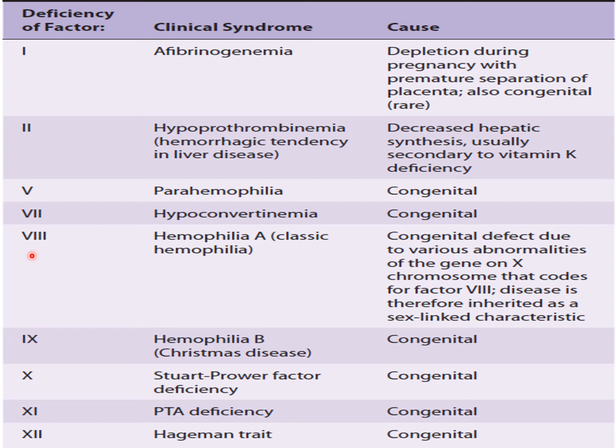Factor 8 deficiency causes hemophilia A. Another word for this is classic hemophilia. It is a congenital defect due to various abnormalities of the gene on X chromosome that codes for factor 8. So it is an inherited disease and it is sex-linked recessive disorder. बाकी जो कुछ भी है इसके बारे में वो आगे हम स्लाइड्स में पढ़ेंगे. Factor 9 deficiency, this is hemophilia B. It is also called Christmas disease. It is a milder form of hemophilia and it is a congenital disorder. Stewart-Prower factor deficiency, factor 10 deficiency is congenital. Factor 11 deficiency is congenital, and factor 12 deficiency or the Hageman trait is congenital.